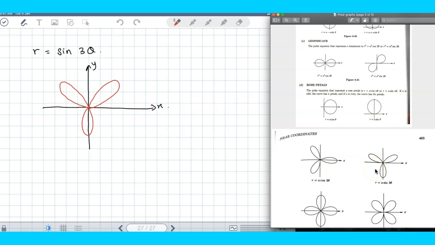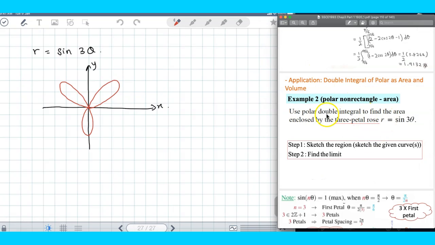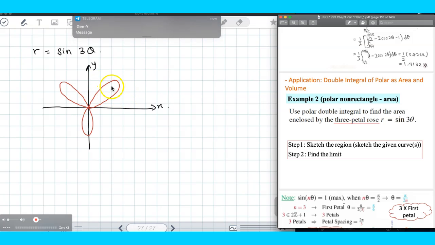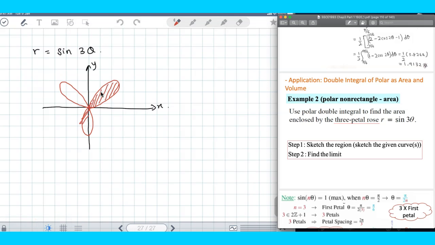Okay, back to the instruction here, we have to evaluate the area of the 3 petals. We have 3 petals, 1, 2, 3, and the size of the petals is all the same, meaning that it's enough for you to just compute 1 petal and multiply by 3. Actually we have to compute all, but just to make it easy, we compute the area on the first quadrant, and after you get that, you just multiply by 3.